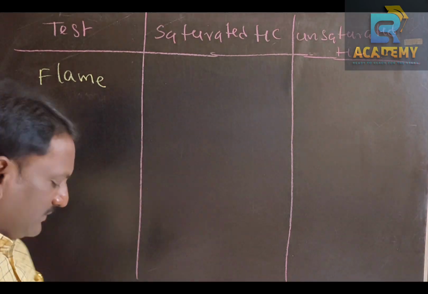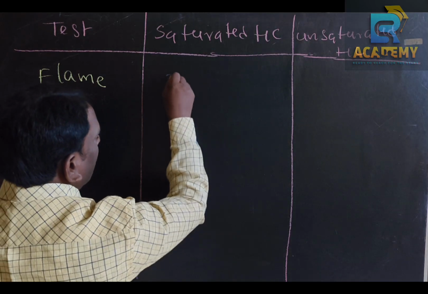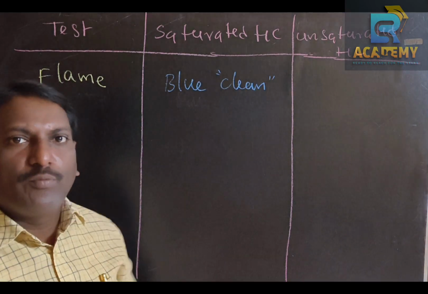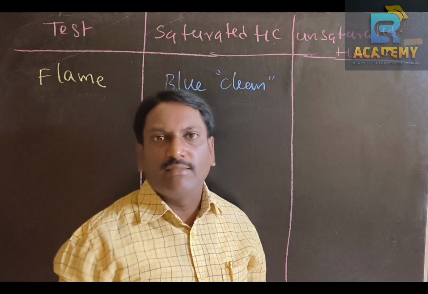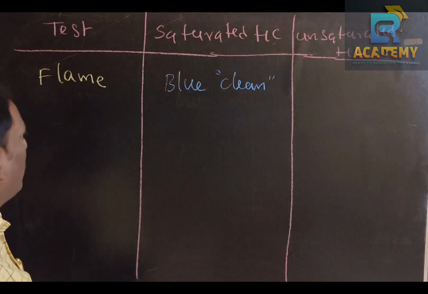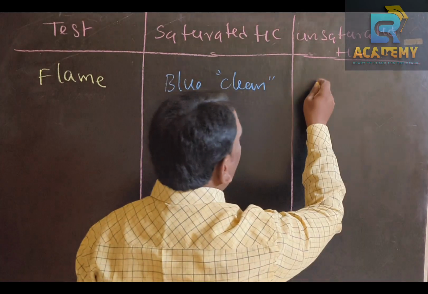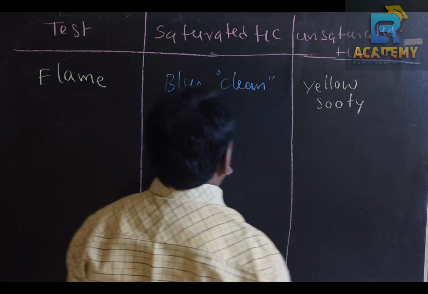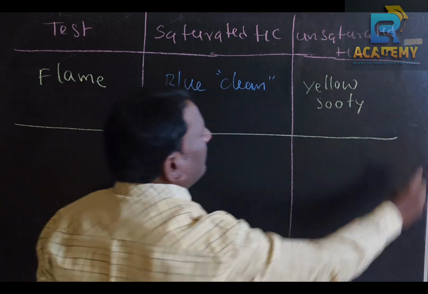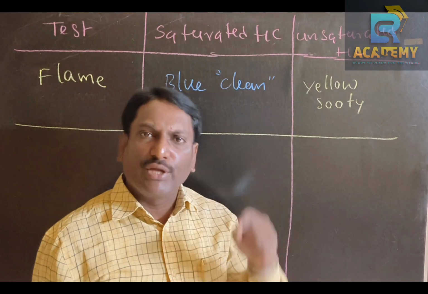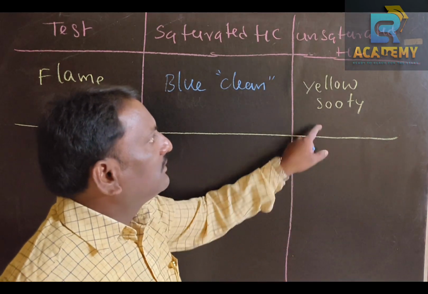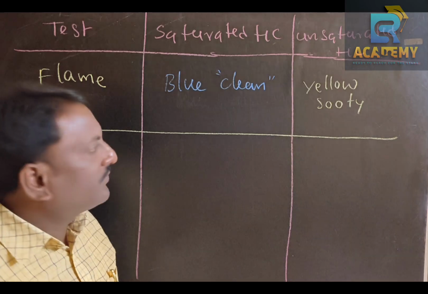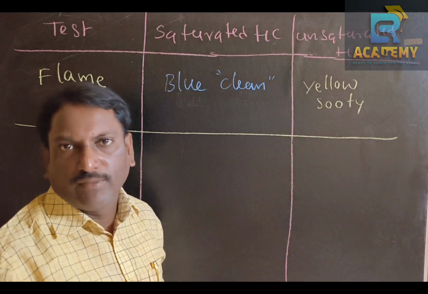Saturated hydrocarbons burn with a blue clean flame. If a given compound burns with a blue flame, it must be considered a saturated hydrocarbon. Unsaturated hydrocarbons burn with a yellow sooty flame. If the hydrocarbon burns with a yellow sooty flame, it is considered an unsaturated hydrocarbon. Test number 1, flame test: saturated hydrocarbons burn with a blue flame, whereas unsaturated hydrocarbons burn with a yellow sooty flame.